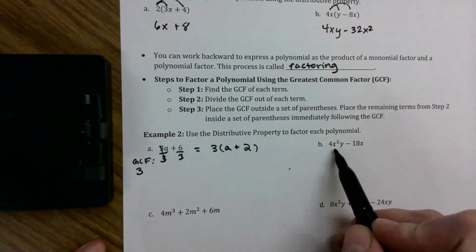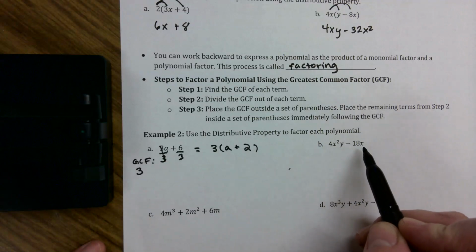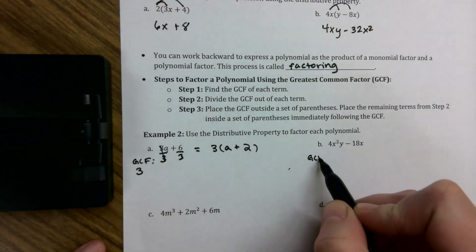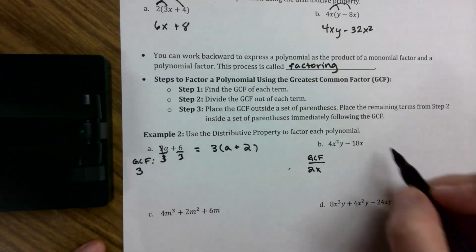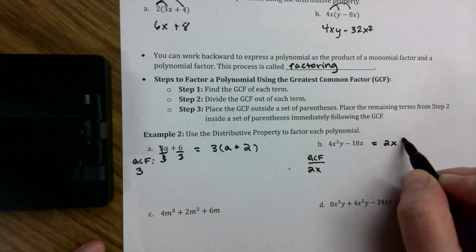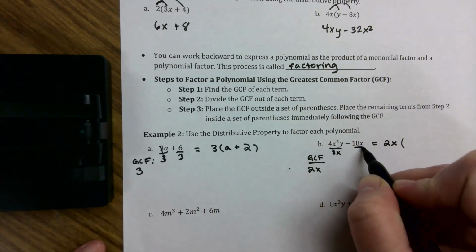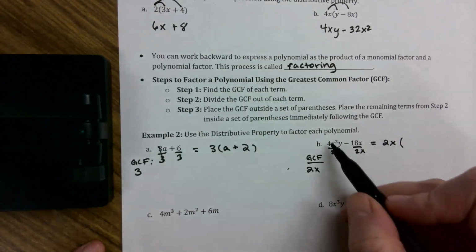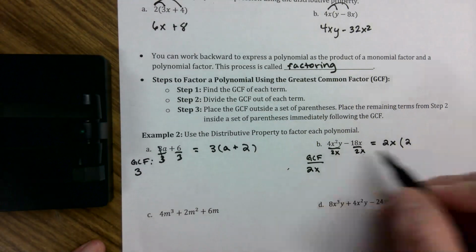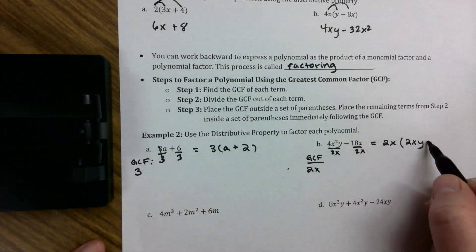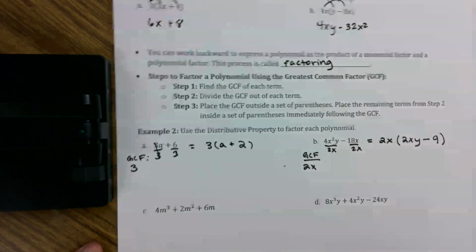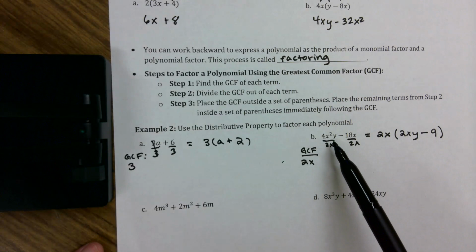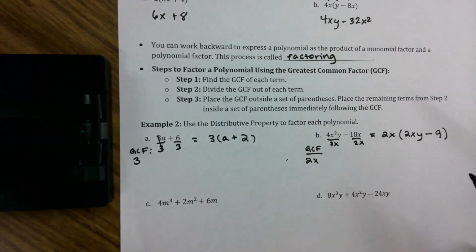For part B, 4x squared y minus 8x, they share between them the number 2. They share between them an x. So this is the same thing as 2x times what? So remove a 2x from each term. Then we're going to get 2xy minus 18 divided by 2, 9. The x's simplify. So let's check. 4x squared y minus 18x, yep, that works.